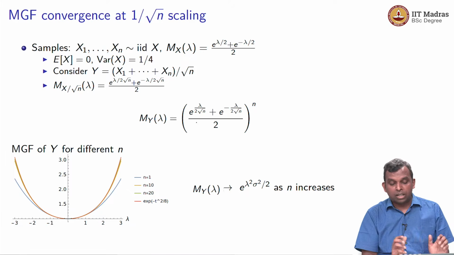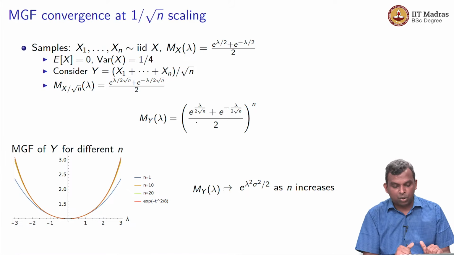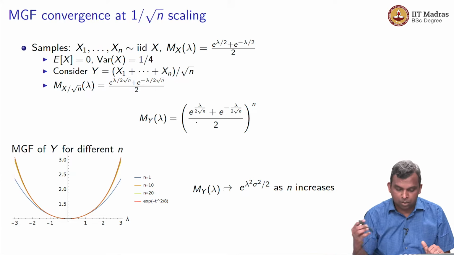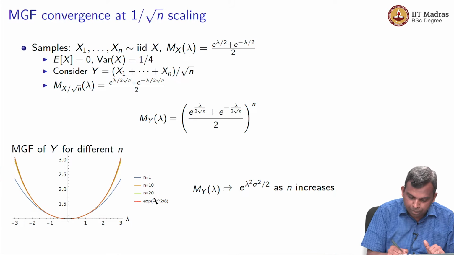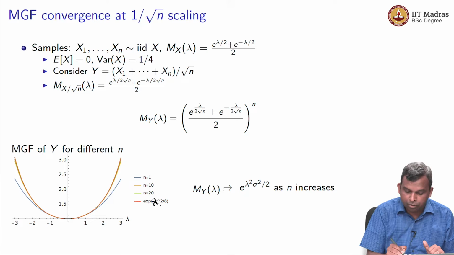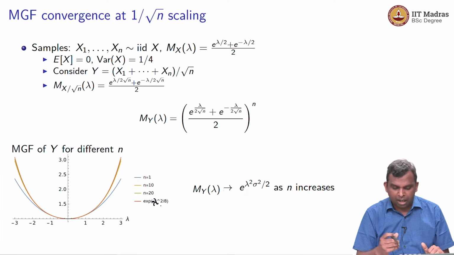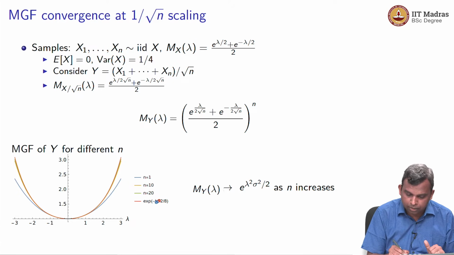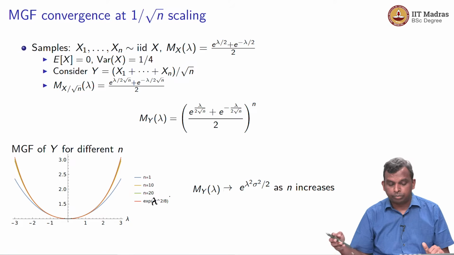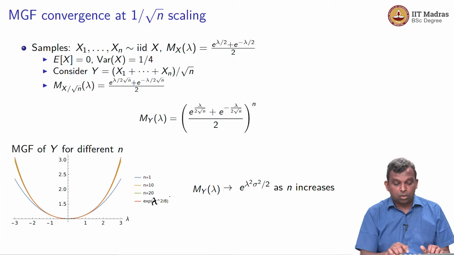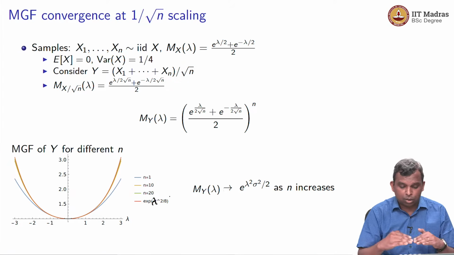Notice what happens as you keep increasing. I've put a t here. I apologize for that. It should be e power lambda squared by 8. It's not minus also, so this is wrong. So this should just be e power lambda squared by 8. So I have the blue line for n equals 1, that is sort of like that.